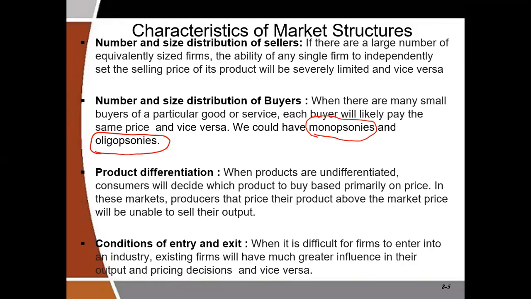Now, in an industry where the firms sell very homogeneous products, in essence, where there is a very low degree of product differentiation, the product of one firm is not so different from the product of another firm. Such an industry is likely to be perfectly competitive because the buyers can buy the output of any firm, since they are not so different from each other.